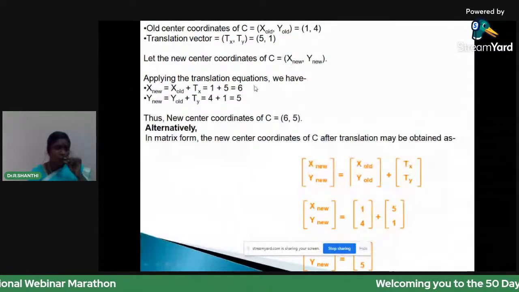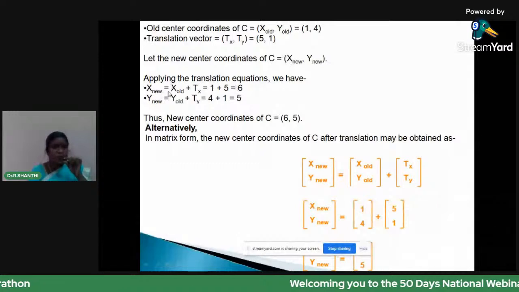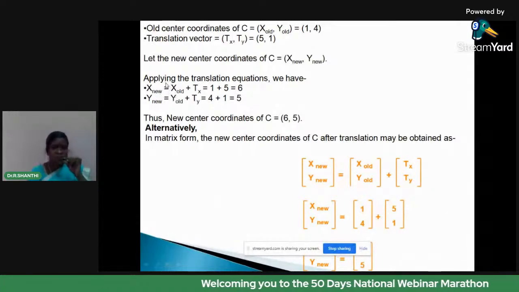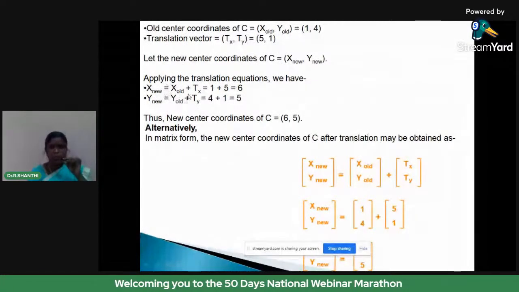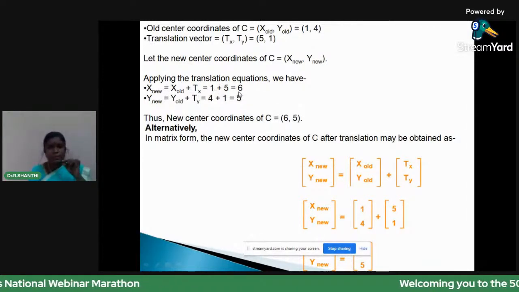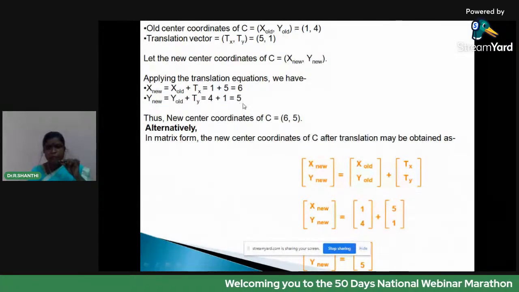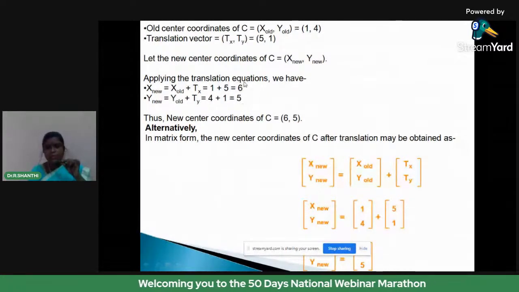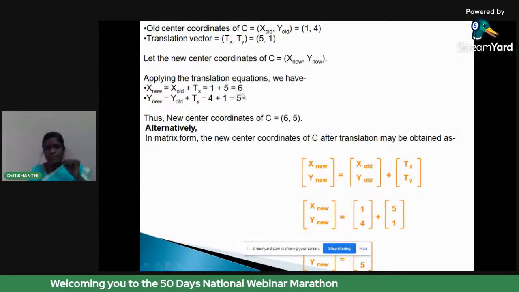So x old, and I have to find x new and y new. You have to apply the translation equations. You have seen in the previous slide, new is nothing but old plus the value which you are given, that is the vector or factor. So 1 plus 5 is equal to 6. Here I am adding the x value alone, and here you are adding the y value alone. So after the translation, my object will be in the location 6 comma 5.